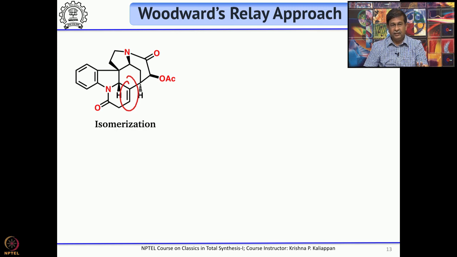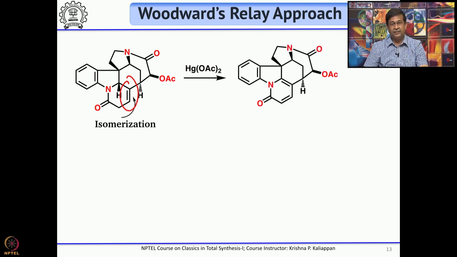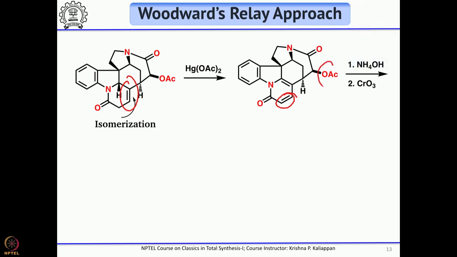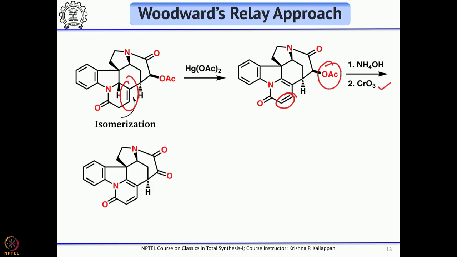From this, now he treated with mercuric acetate. What happened, it introduced another double bond, one more double bond introduced to get the six membered lactam. What he has to do, he has to hydrolyze the acetate, and then the resultant alcohol, if you oxidize with chromium trioxide, you get the corresponding ketolactam.